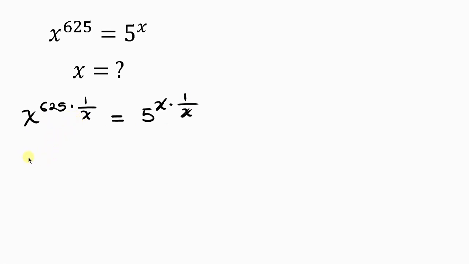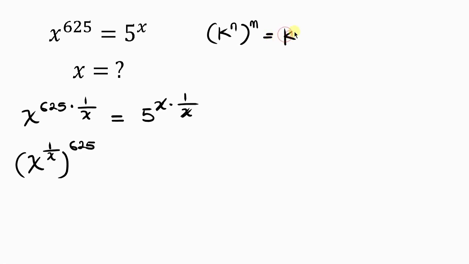I'll be arranging this as x to the 1 all over x, now raised to the 625. The reason that I do this is because from indices, when I have, for example, k to the n, and this is raised to the m, this is the same as k to the nm. So this is equal to, what I have remaining here is 5 to the 1.